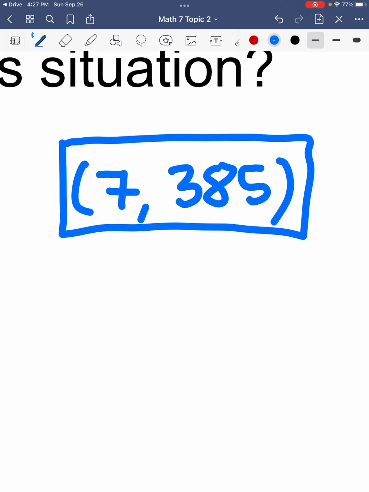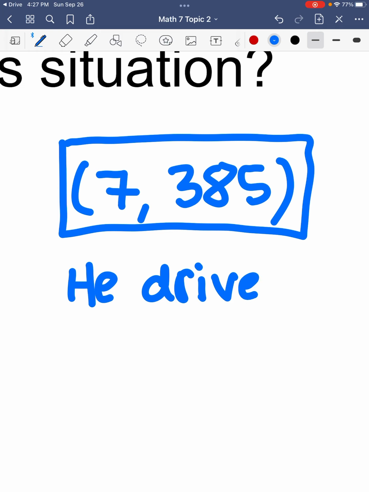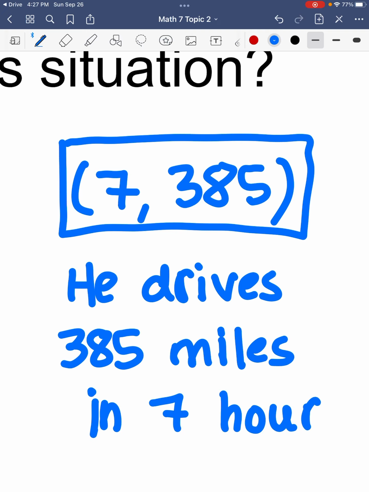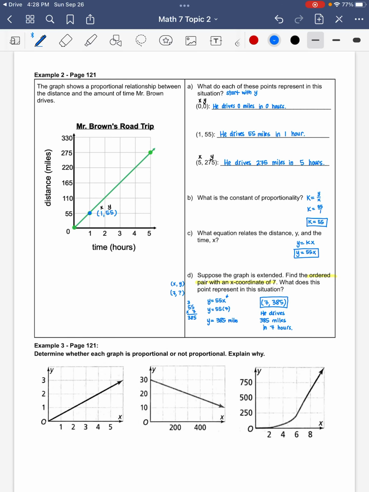Well, let's start with our Y. He drives 385 miles in 7 hours. And that's what that point represents. Okay, moving on to example 3.